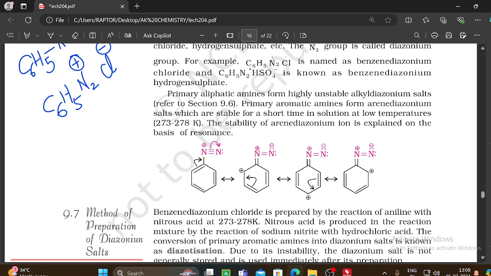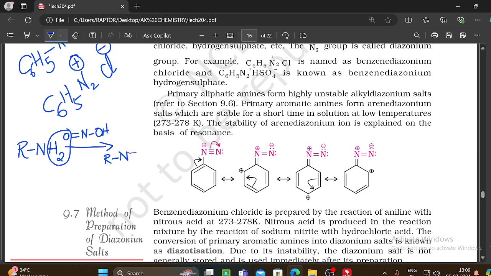Actually, how can I form diazonium salts? Reaction of RNH2 with HNO2. HNO2, what is the formula? O double bond N OH. Now H2O will be cleaved, and you will get the diazo compound, RN double bond N OH. One of the side products is NaCl, and that Cl will replace this OH, so we will get diazonium chloride. This is the primary amine.